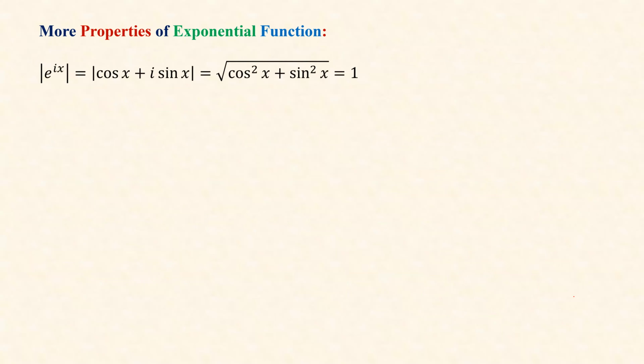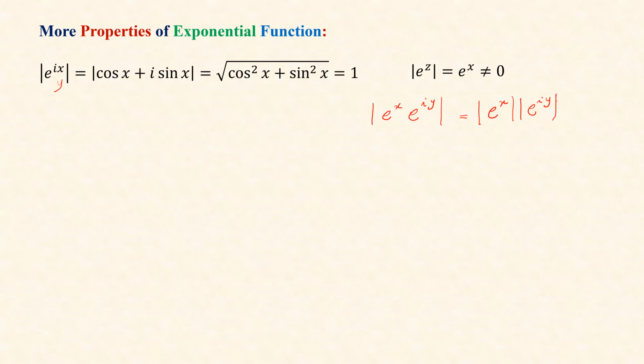More properties of exponential function are these. First of all, e to the ix, or any x, is cosine of x plus I sine x, which is the square root of cosine squared of x plus sine squared of x, which is 1. So the absolute value of e to the ix is 1. Therefore, absolute value of e to the z, which is the absolute value of e to the x and e to the iy, which is the absolute value of e to the x times absolute value of e to the iy. Here it should be y to be less confusing.